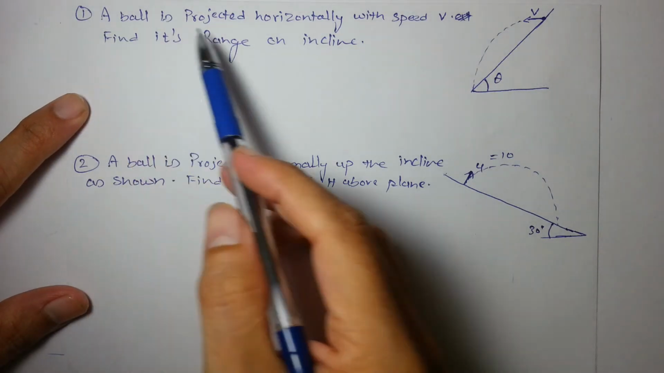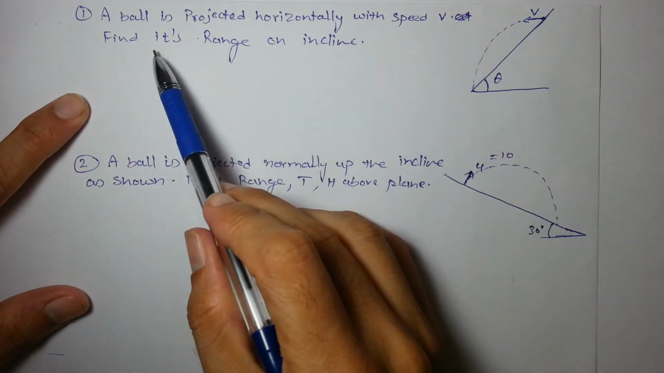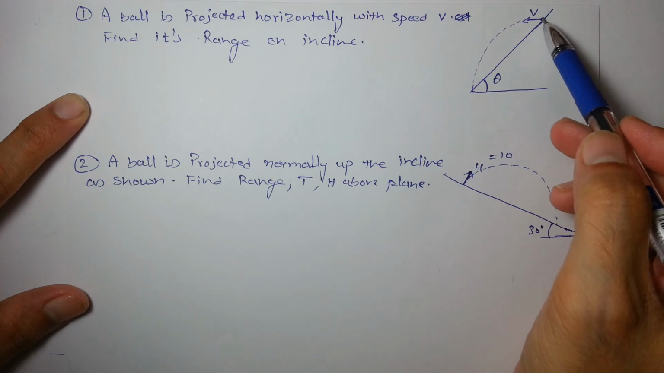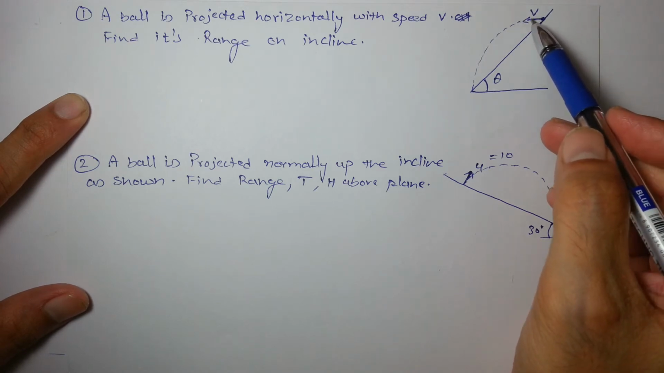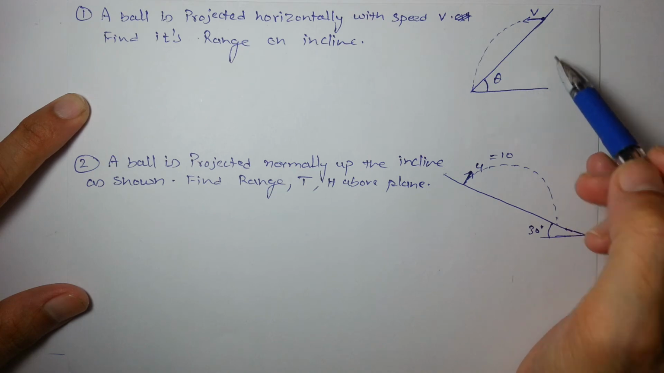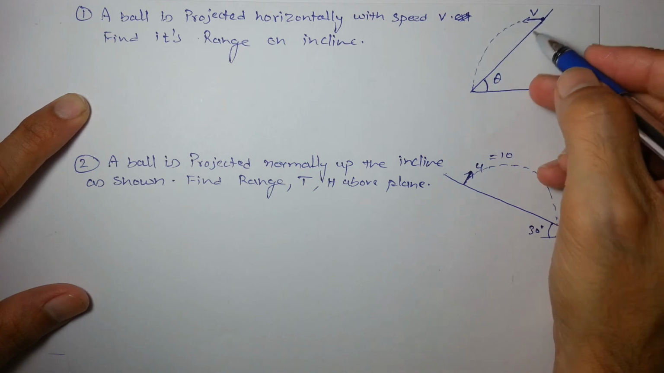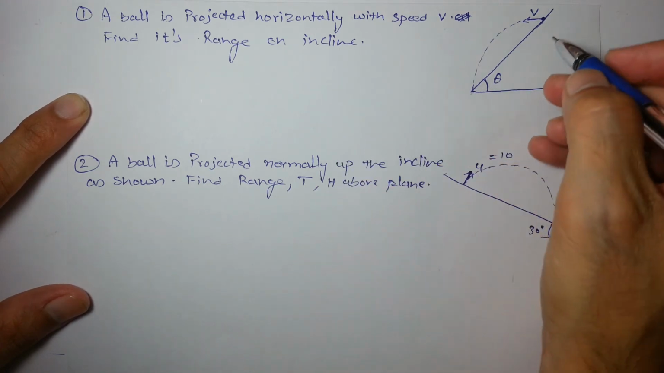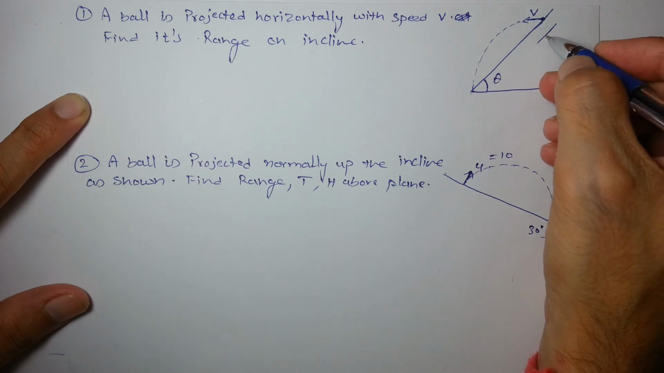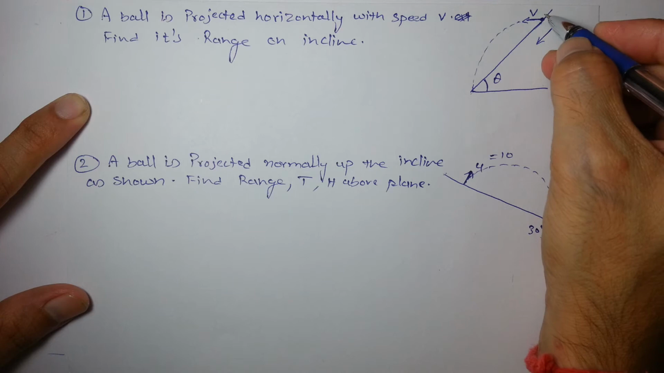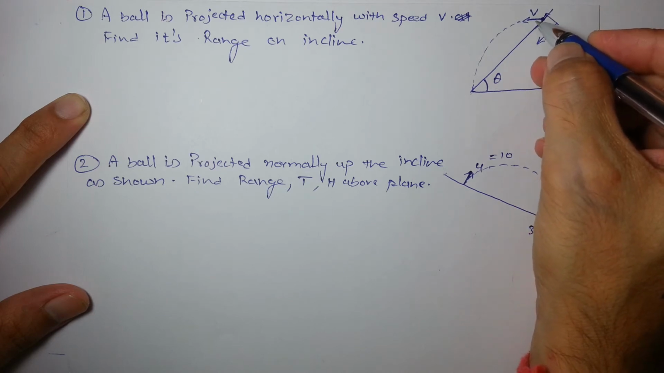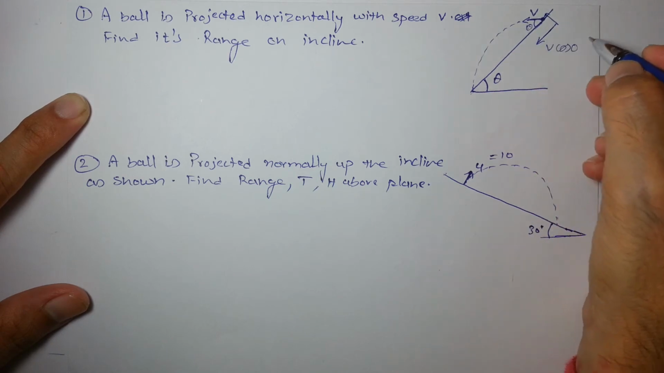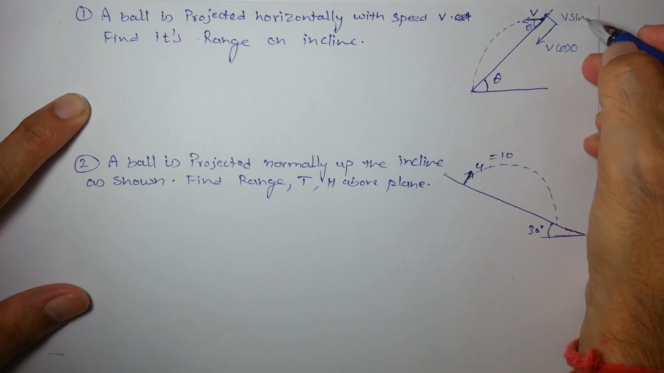In the next question, a ball is projected horizontally with a speed v. Find its range on the incline. There is an incline which makes an angle theta with the horizontal, and a ball is thrown with a velocity v horizontally. Horizontally means parallel to the ground, and we have to find how much distance it covers parallel to the incline. Again, in this case, the velocities along the incline and perpendicular to the incline will be v cos theta and v sin theta.